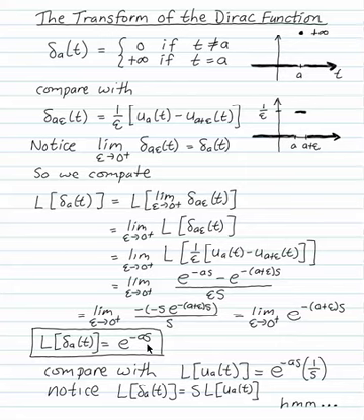This is a curious, kind of empty transform, but compare that with the Laplace transform of the Heaviside function, which was e to the minus as times 1 over s. What does that mean if I multiply the Laplace transform of the Heaviside function by s? I'll have s times the Laplace transform of the Heaviside function is e to the minus as. The Laplace transform of the Dirac function is s times the Laplace transform of the Heaviside function. What does that mean about the relationship between these two functions?